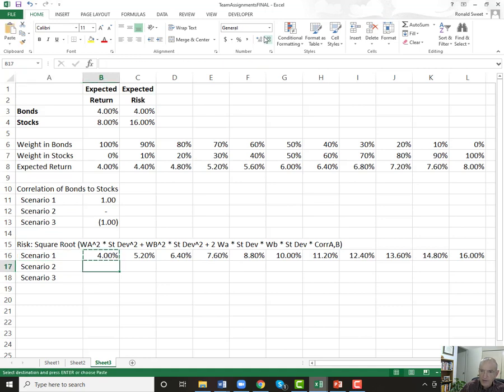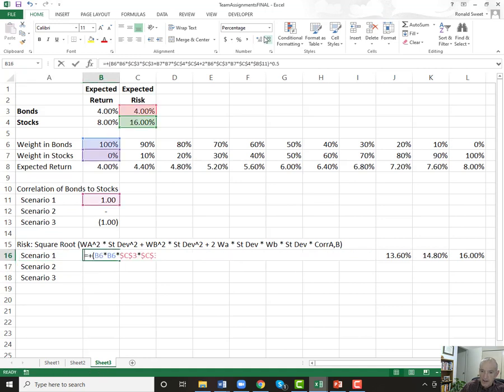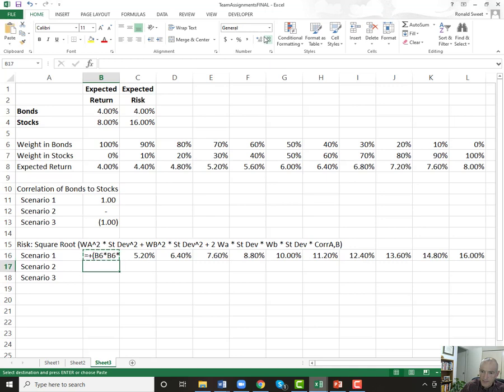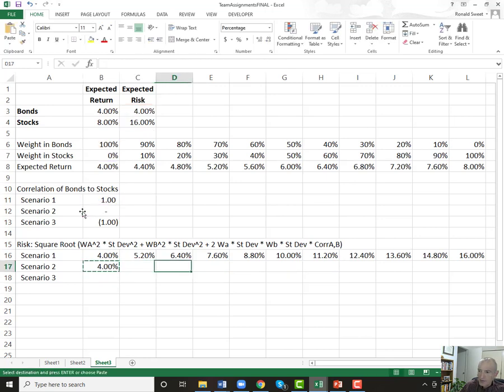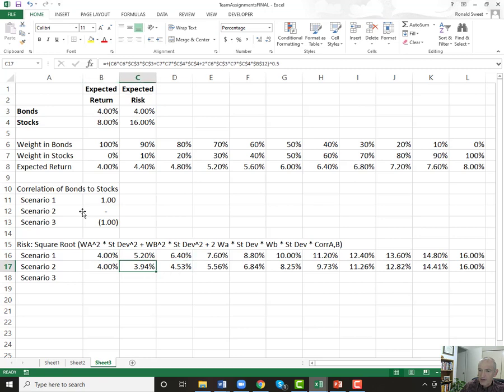Well, what do we need to do for scenario 2? Let's bring this formula down. Everything is the same. We're just going to change our correlation to 0. Now what happens? Well, the ending points are exactly the same. But what happens in between? You notice your risk is much lower, and it actually declines. The risk actually declines to start with, and then it starts coming back up. Pretty amazing. Now let me do scenario 3.